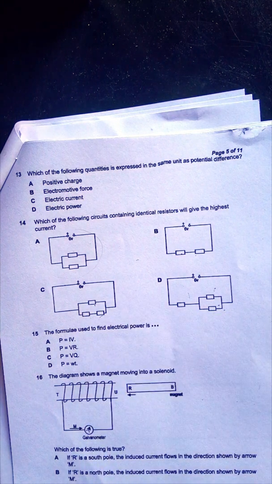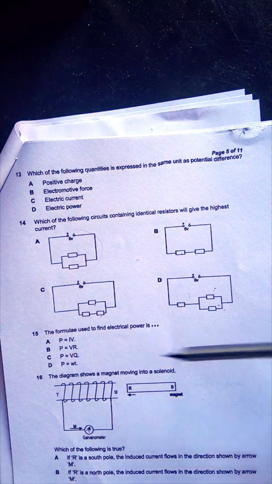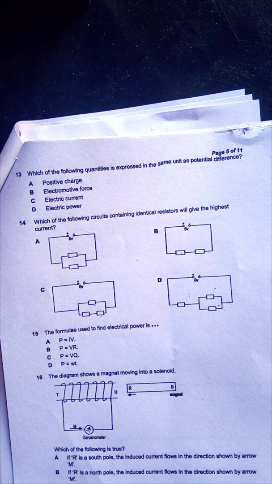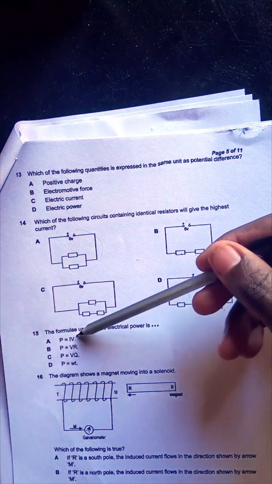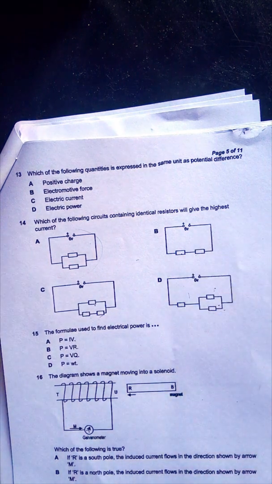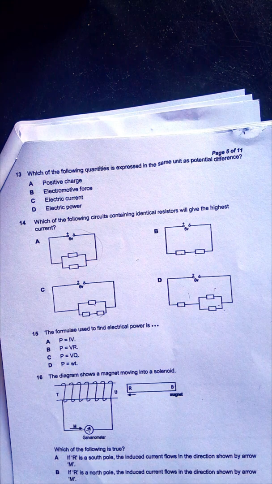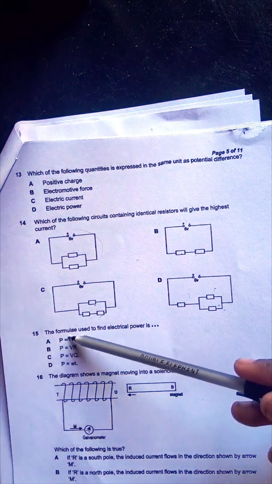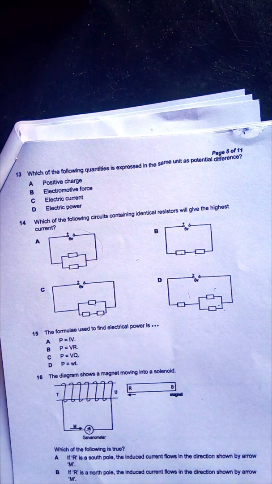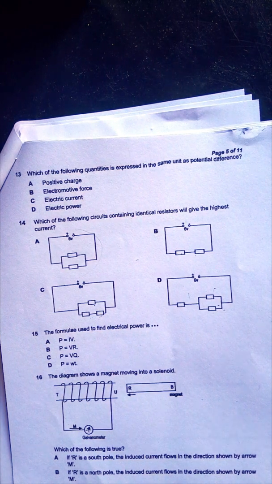We can move on to question 15. The formula used to find electrical power is, so power is given by voltage multiplied by current. No need to go through all the other options that we have. Power is given by voltage multiplied by current. You should always remember that equation. So question 15, our answer is A.